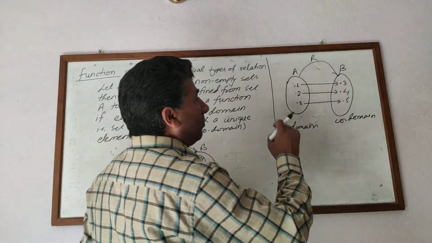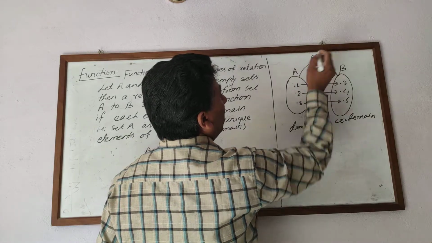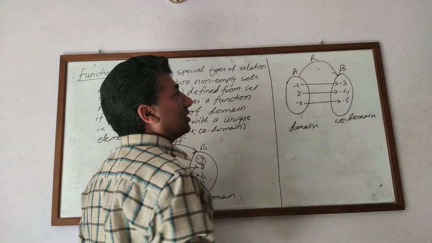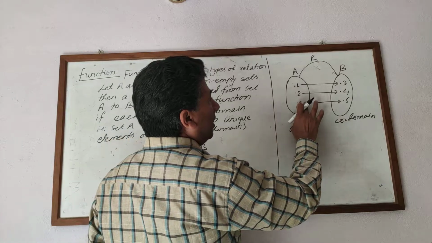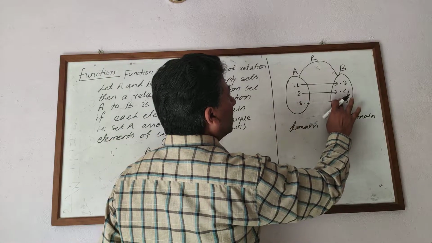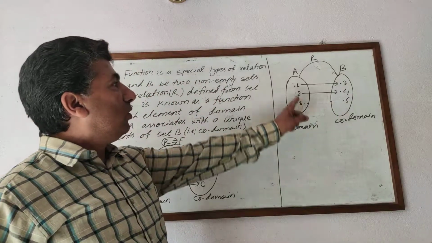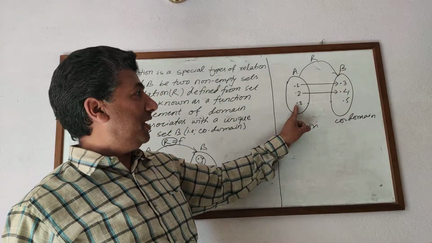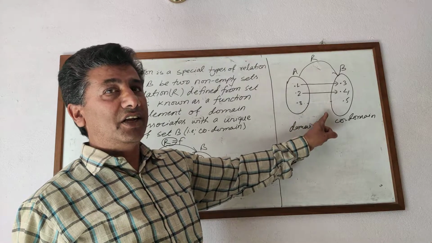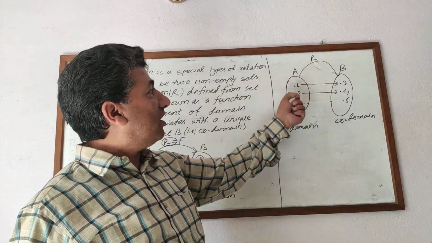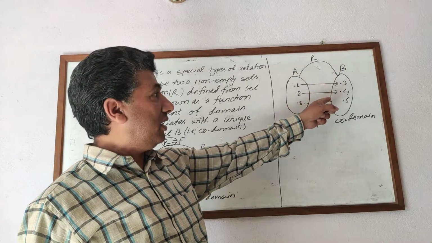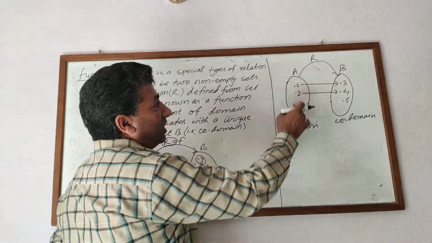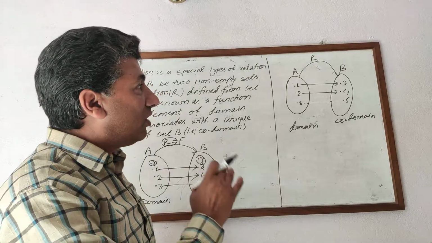Now this relation we can say is a function, because 1 has an image, 2 has an image, 3 has an image. That's why it is a function. Now suppose this 3 doesn't have an image. 1 has image 3, 2 has image 4, but this 3 doesn't have an image. That's why this is not a function. It will be a relation. It is only a relation, one-to-one into, not onto, because this 5 has no pre-image. In this condition, this will be a relation, it will not be a function.